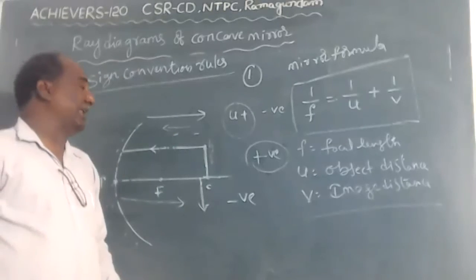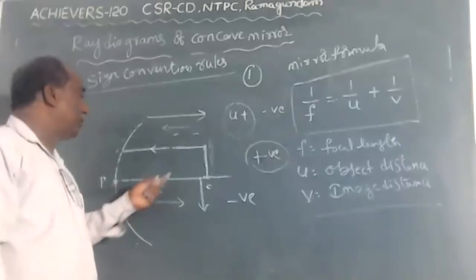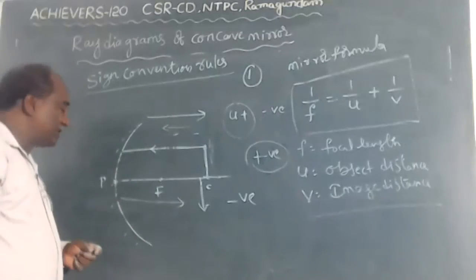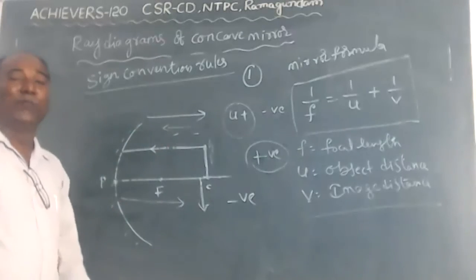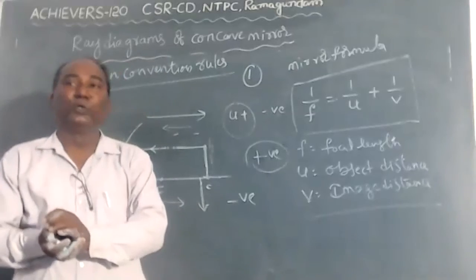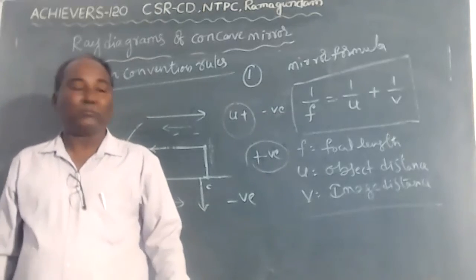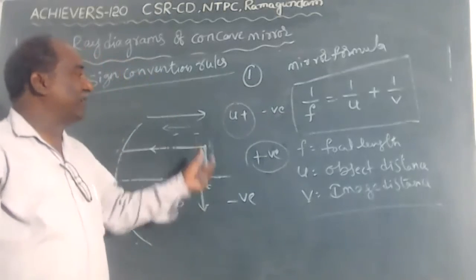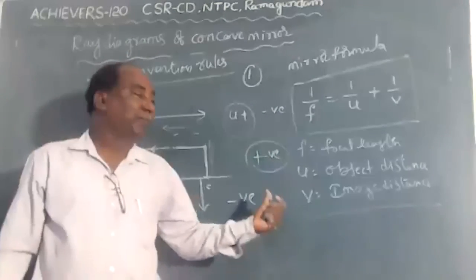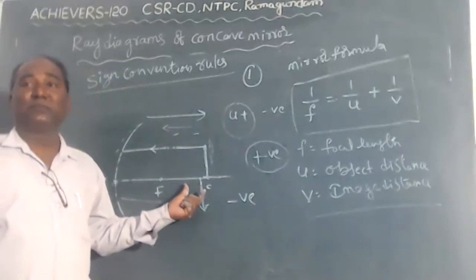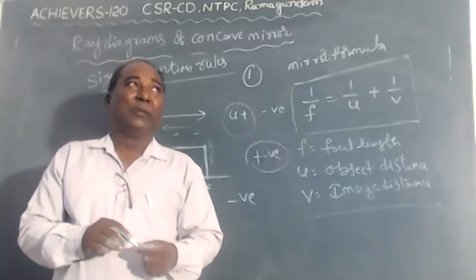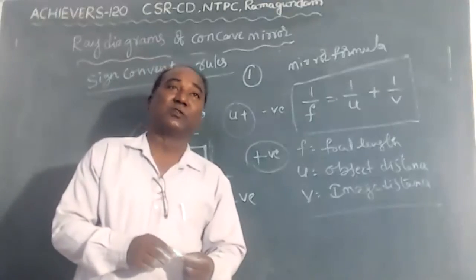Object distance is always negative because we measure the distance in the direction of the incident ray as positive. But according to the sign convention rule, all the distances should be measured from the pole. That's why object distance is always negative only. So this is the sign convention rule and the mirror formula. Very important, children, and you have to practice the ray diagrams as soon as possible. Tomorrow I will check your ray diagrams because they are very important, and characteristics also very important.